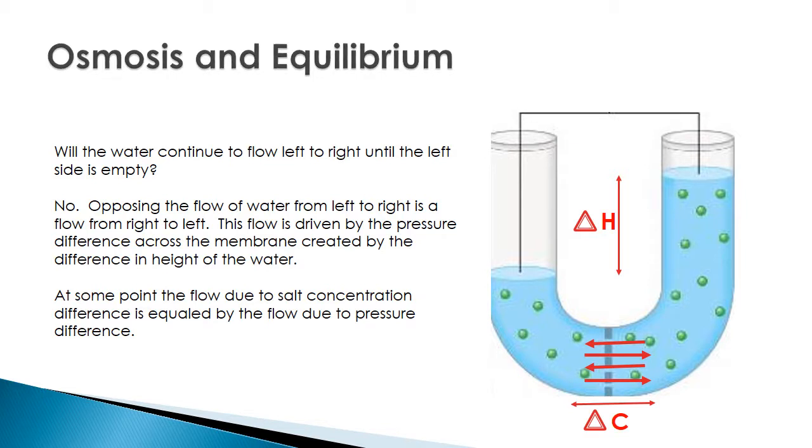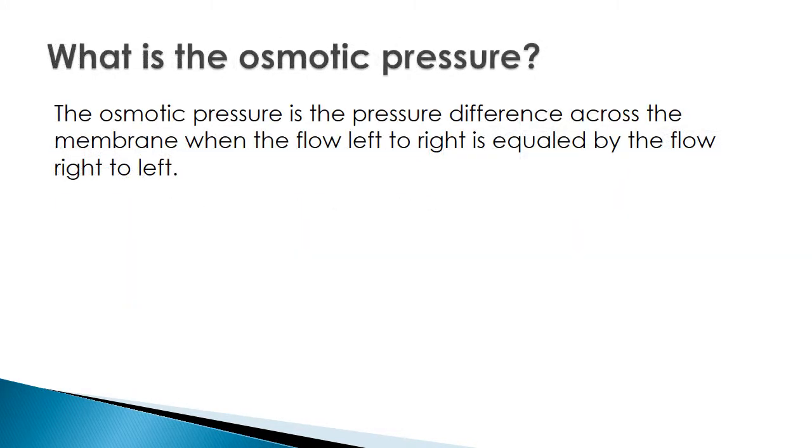Will the water continue to flow left to right until the left side is empty? No. Opposing the flow of water from left to right is the flow from right to left. This flow is driven by the pressure difference across the membrane created by the difference in the height of the water. At some point, the flow due to the salt concentration difference is equaled by the flow due to the pressure difference. Osmotic pressure is the pressure difference across the membrane when the flow left to right is equal to the flow right to left.